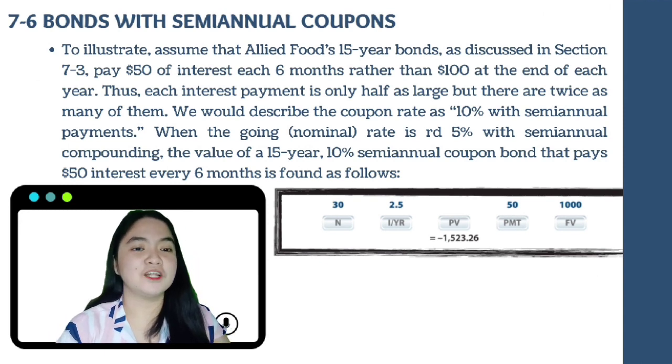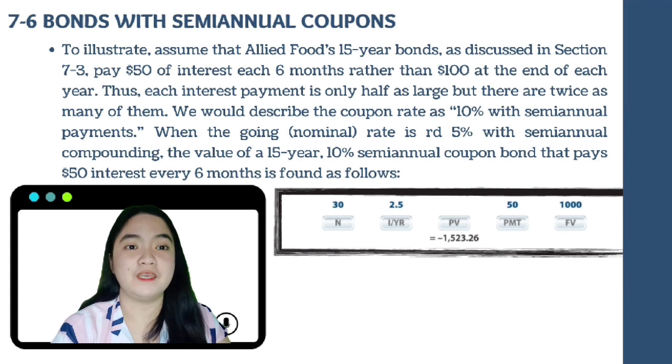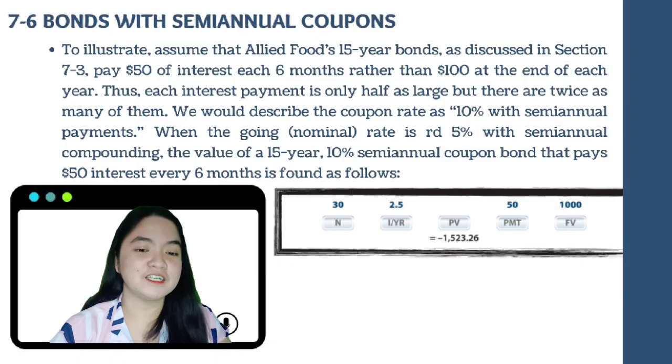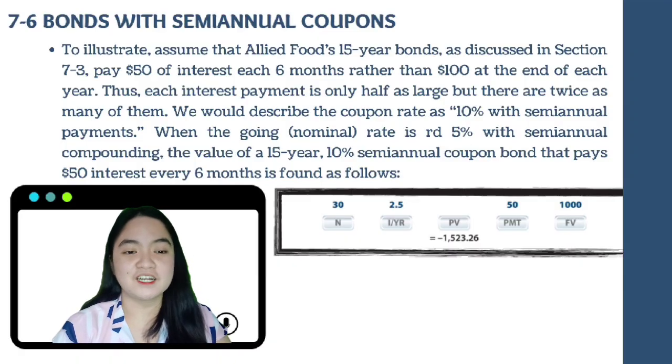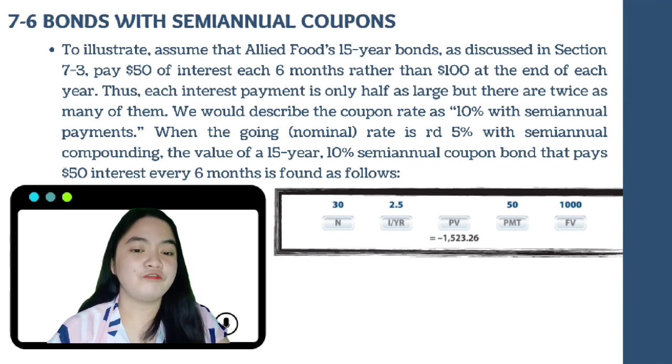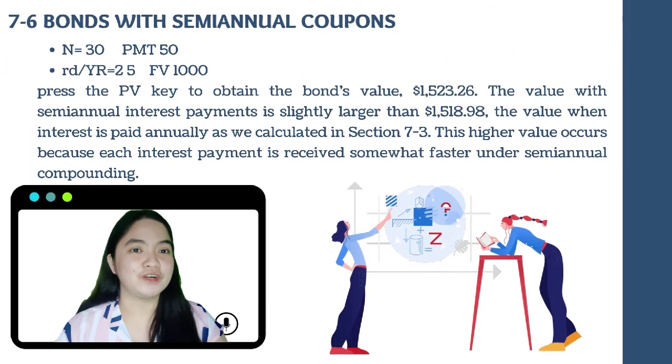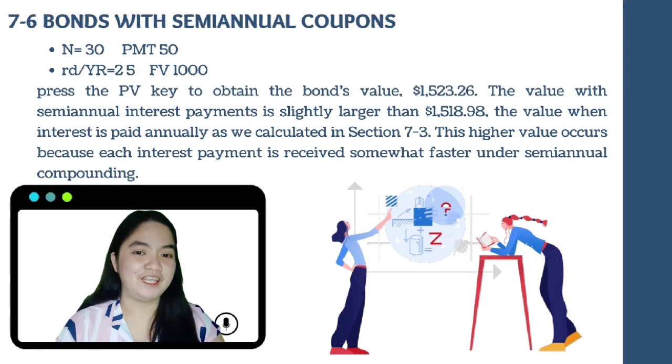So here, N is the number of times Allied Foods will pay interest. I/YR is the interest rate, PMT is the interest every 6 months, and FV is the face value of the bond. Using a financial calculator or Excel, N is equal to 30, I/YR is 2.5, PMT is equal to 50, FV is equal to 1,000. Press the PV key to obtain the bond's value, which is 1,523.26.